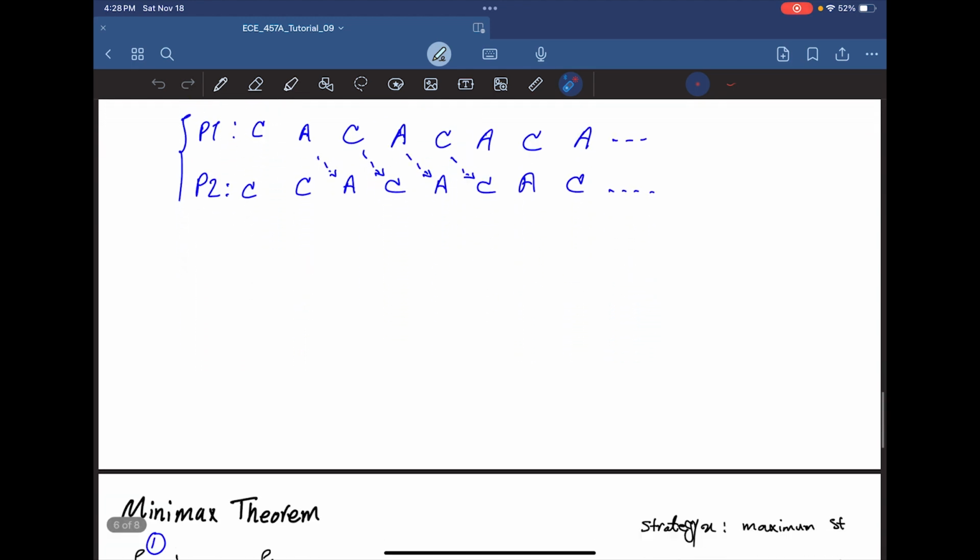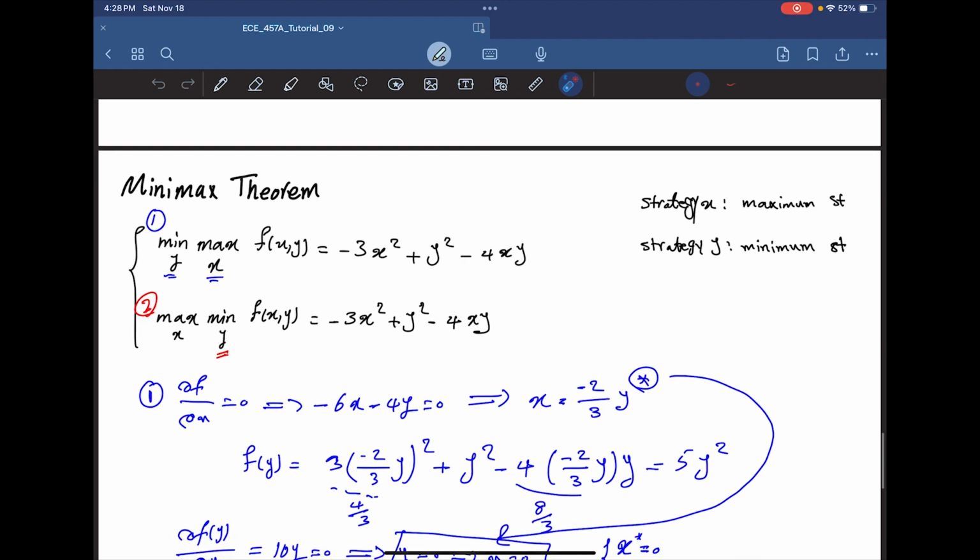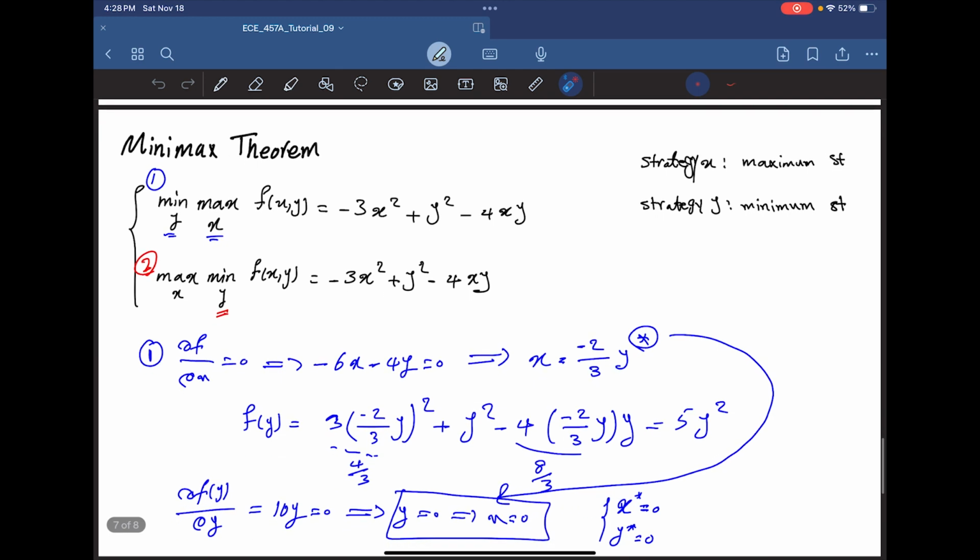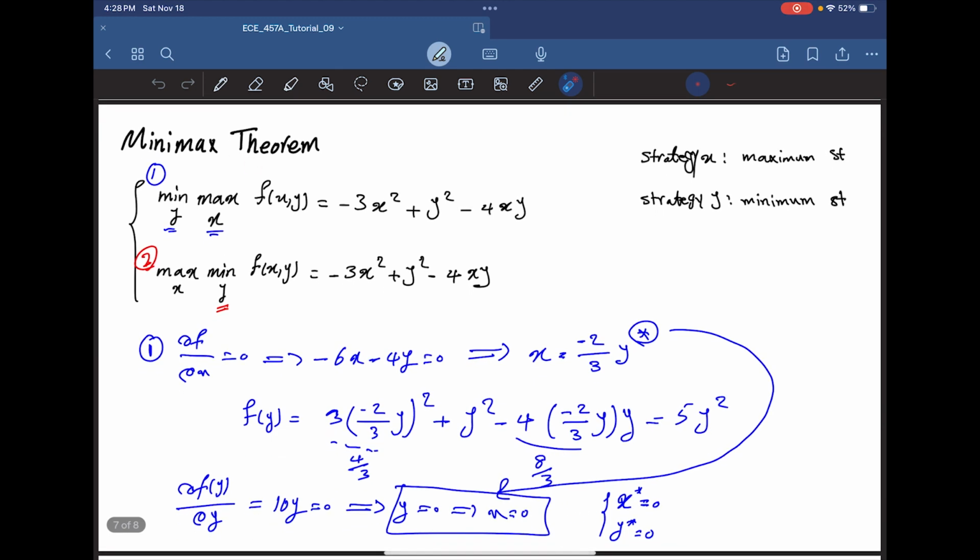Okay, so the last example is a Minimax Theorem example. Let's consider a cost function, negative 3x squared plus y squared minus 4xy. So we have strategy X, which maximizes the cost function, and a strategy Y, which minimizes the cost function. So this is the minimum strategy, and this one is the maximum strategy.